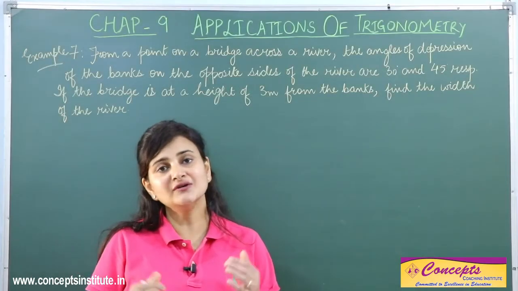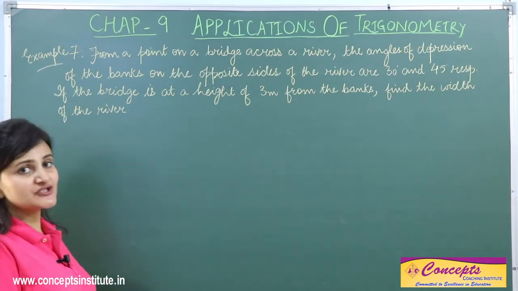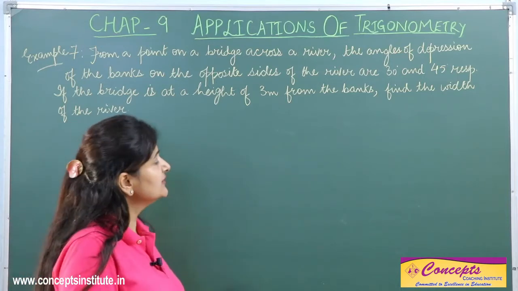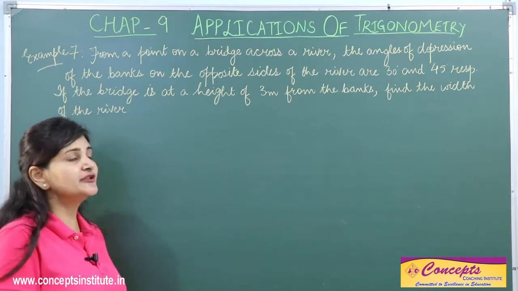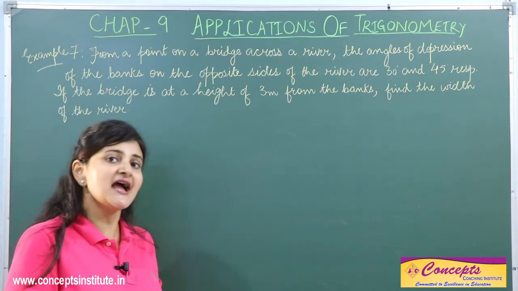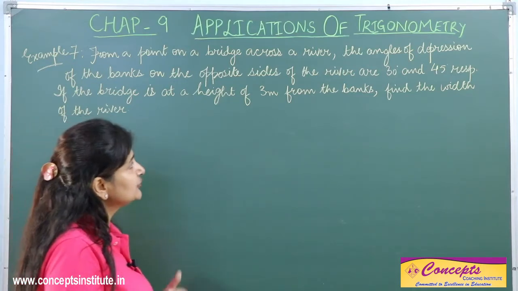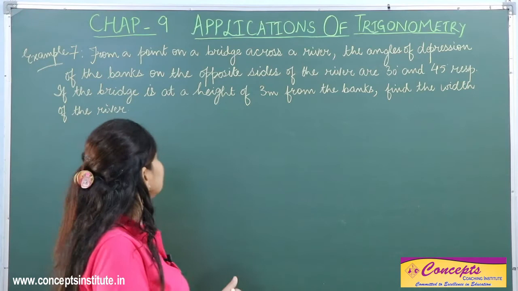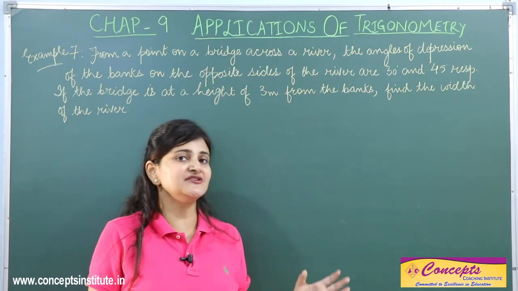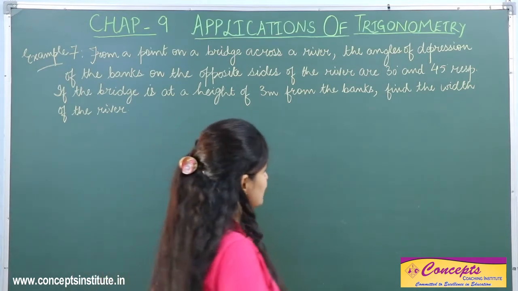Okay students, so now let's look at the last solved example of this chapter. The question is, from a point on a bridge across a river, the angles of depression of the banks on the opposite sides of the river are 30 degree and 45 degree respectively. If the bridge is at a height of 3 meter from the banks, find the width of the river. Now students, this is the second question in which we are going to use the concept of angles of depression. So let's just look at it.